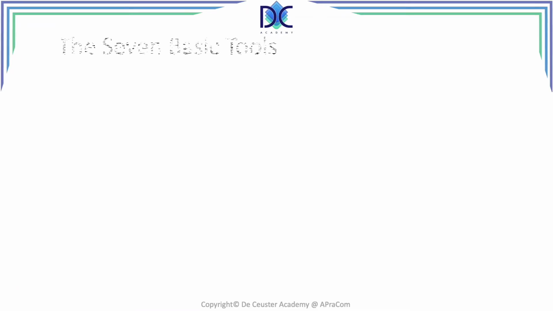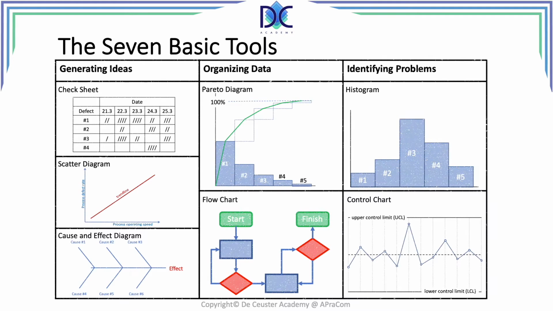Just to remind you, the 7 basic tools are the check sheet, the scatter diagram, the cause and effect diagram. We have the Pareto diagram, the flow chart, the histogram, and the control chart. We will look at some applications of these different basic tools so you have an idea how to apply them.